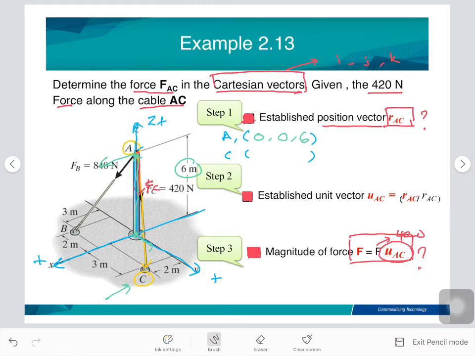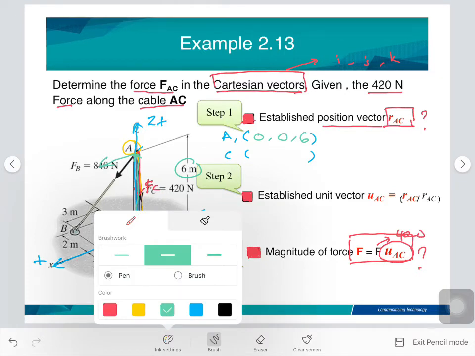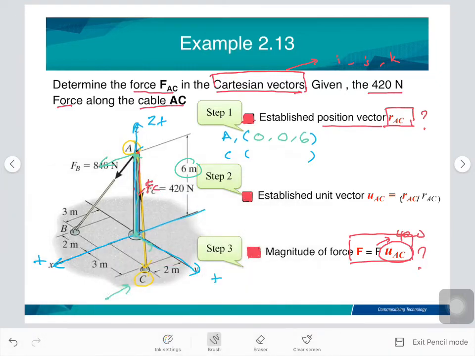So C here. So we use what color? Red color. Okay. So what is X for C? So we travel to C, we have X is what? 2 meter. Positive or negative? Positive. So you have 2 here.